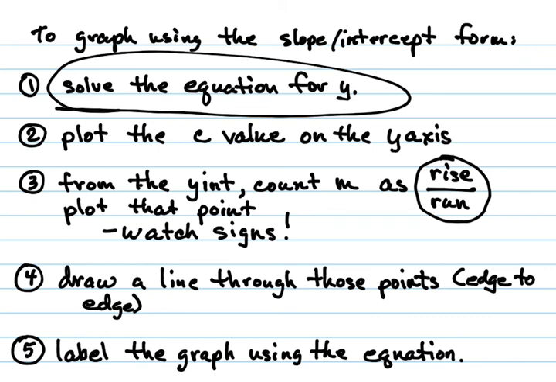Now remember that the only complex situation is going to be if you have to solve the equation for y. That can get a little complicated, so you have to be very careful to make sure you're using the opposite operation to do that. And you need to watch those signs for both your c and your slope. Make sure that you're being very careful with your signs. Don't make sign errors that will cause your graph to be going in the wrong direction or be in the wrong place.